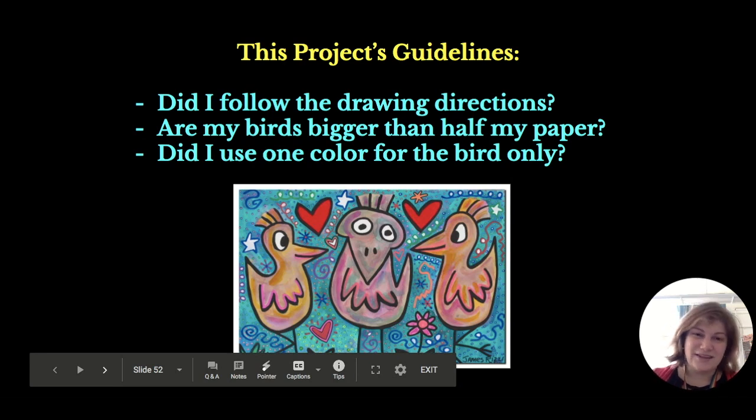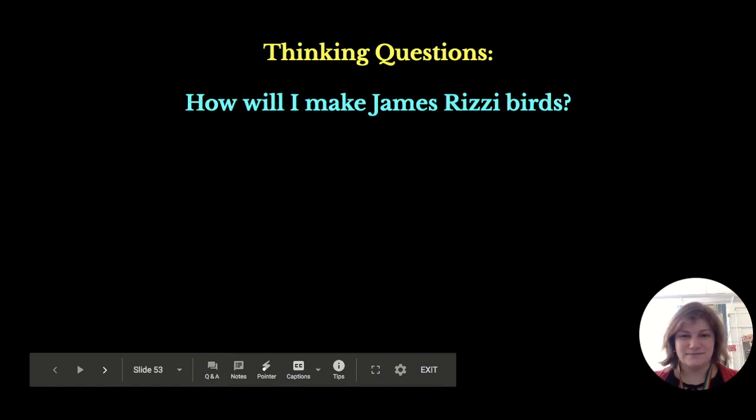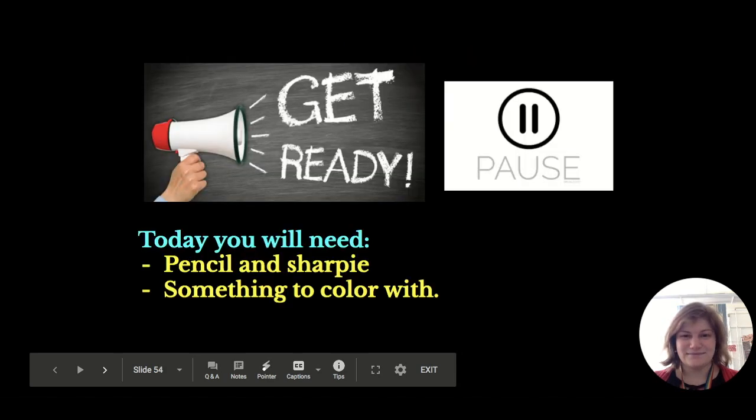Please remember when you are drawing that your drawing does not have to look exactly like mine. Just try to follow the directions so that it looks similar. So before we begin, think about how you will make your birds. What colors will you use? What poses will you make? You have an idea? All right.